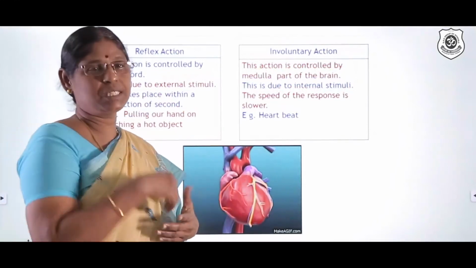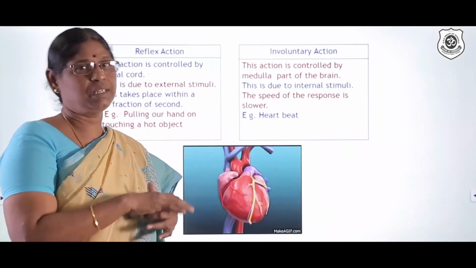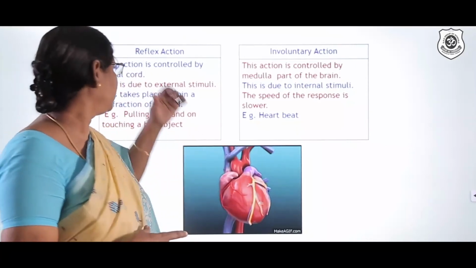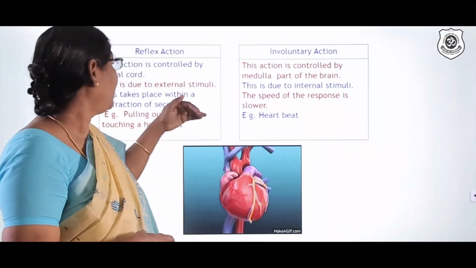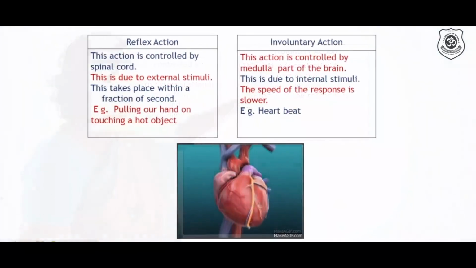Now this is reflex action actually. It needs one external stimulus. See, every action in our body, there is a stimulus which is causing the response. But in the case of reflex action, the stimulus always comes from outside. So it is due to the external stimuli, and the reaction is much faster than the normal response. Here, in the case of involuntary, this is due to internal stimuli. Then this takes place within a fraction of a second, and here as usual the speed of the response is slower. And the example is given here, pulling out our hand on touching a hot object, and this is heartbeat, which is an involuntary action.